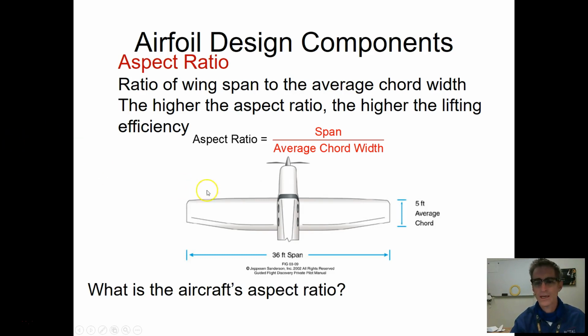So again, just looking up here at this plane that we have on the screen. The span of this plane is 36. The average chord width is 5. So you take 36 divided by 5, and you would get 7.2 to 1. So again, if the engine cut out while this plane was a mile high, you have about 7.5 miles to land it.